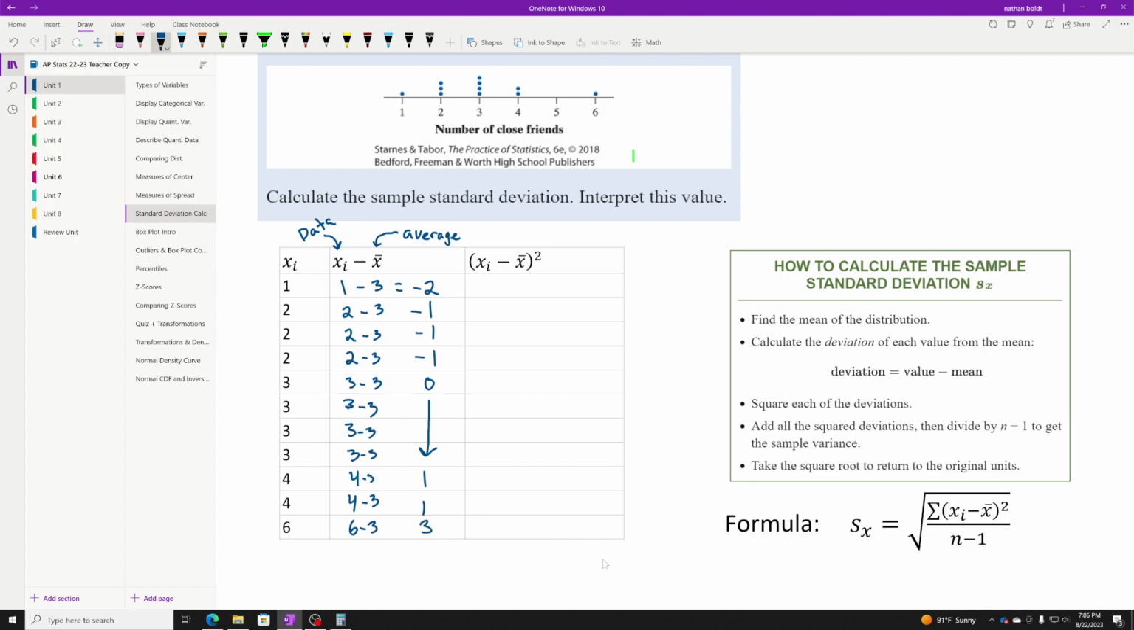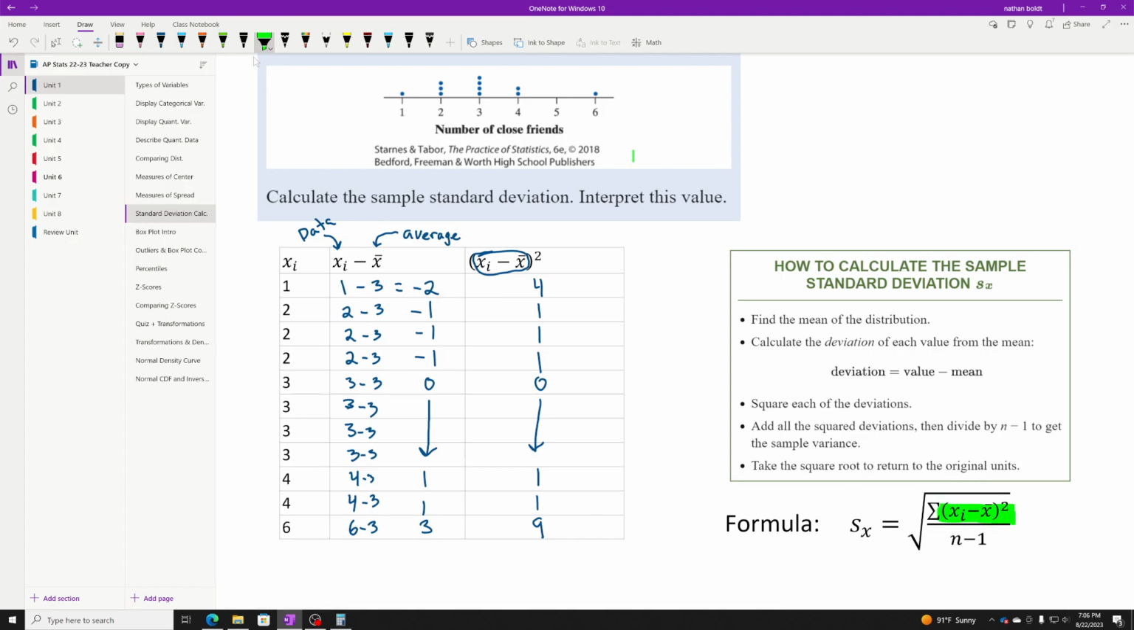So what we're going to do now is square those numbers. That number goes right here inside the parentheses. We're going to square all those. We can just do that in our head, right? -2 squared is 4. -1 squared is 1, 1, 1. 0 squared, these are all 0. 1, 1, and 9. All right, so that is this part right over here.